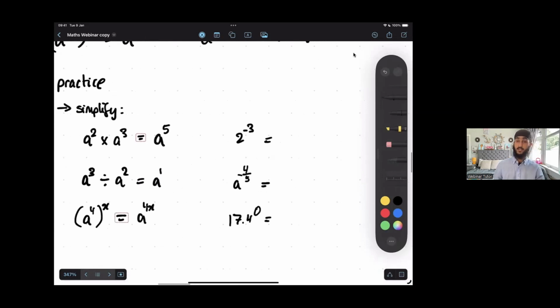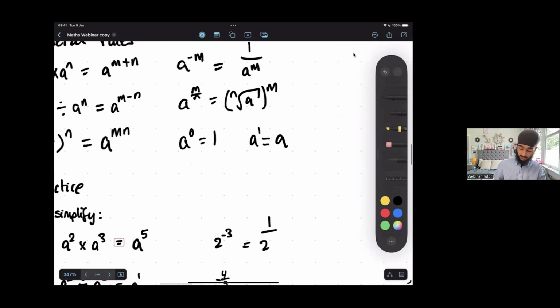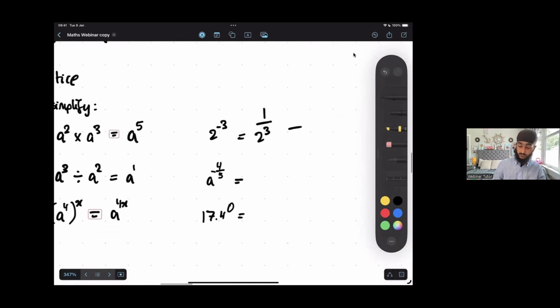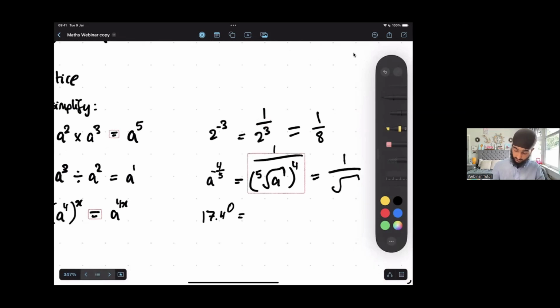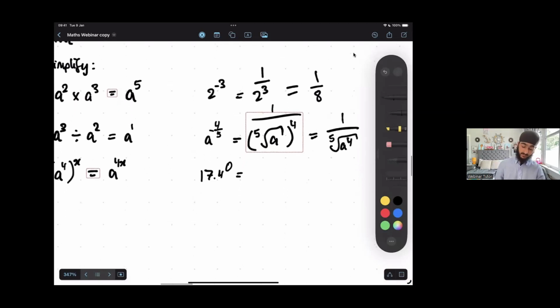And as I said earlier, negative powers represent reciprocals. So that's 1 over 2 to the power of 3, or 1 over 8. And with this negative fraction, it gives us the 5th root of a to the power of 4, all underneath 1. So we should get 1 over the fifth root of a to the 4. And again, as I said earlier, anything to the power of 0, no matter how large, no matter how small, gives us 1.